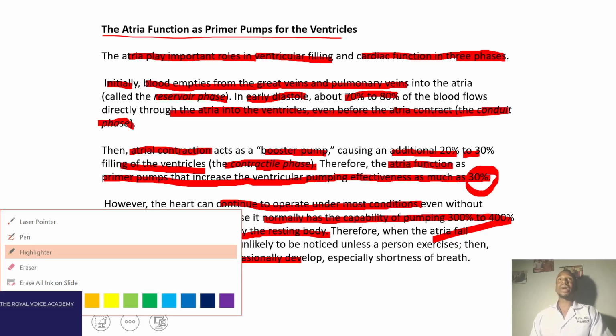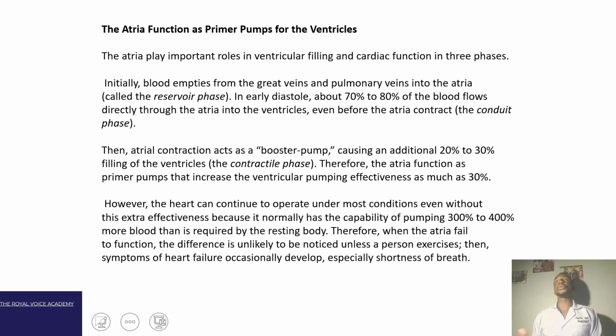This is always mild, because your heart will always continue beating. The most prominent or most visible type of heart failure is when your ventricles fail, because that means your heart won't pump blood anymore. But when you don't have your atria, your heart will still pump blood, only the effectiveness has been reduced by 30%. So that is the function of the atria. The atria simply function as primer pumps for the ventricles.